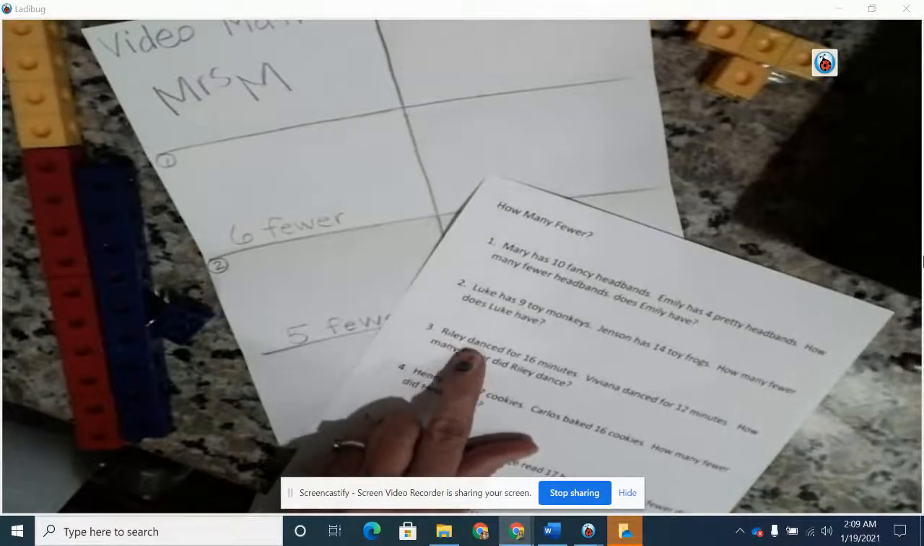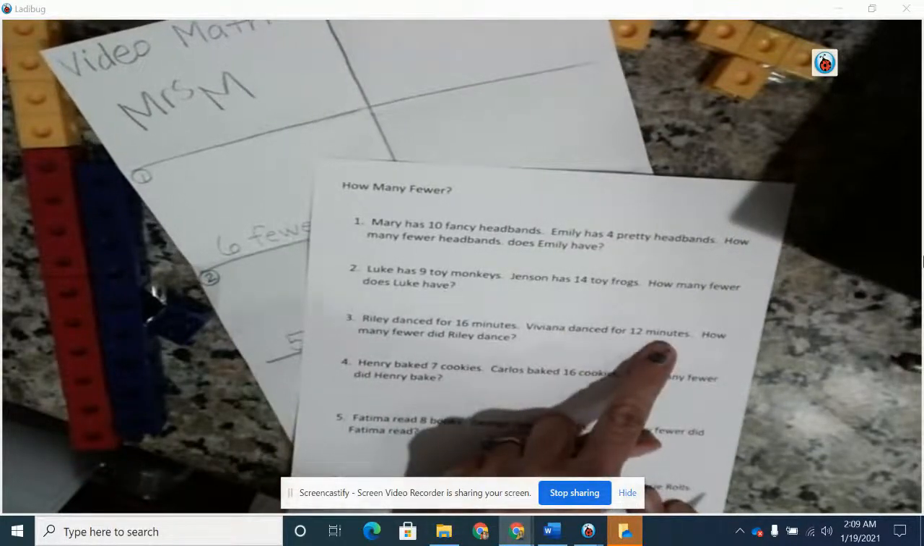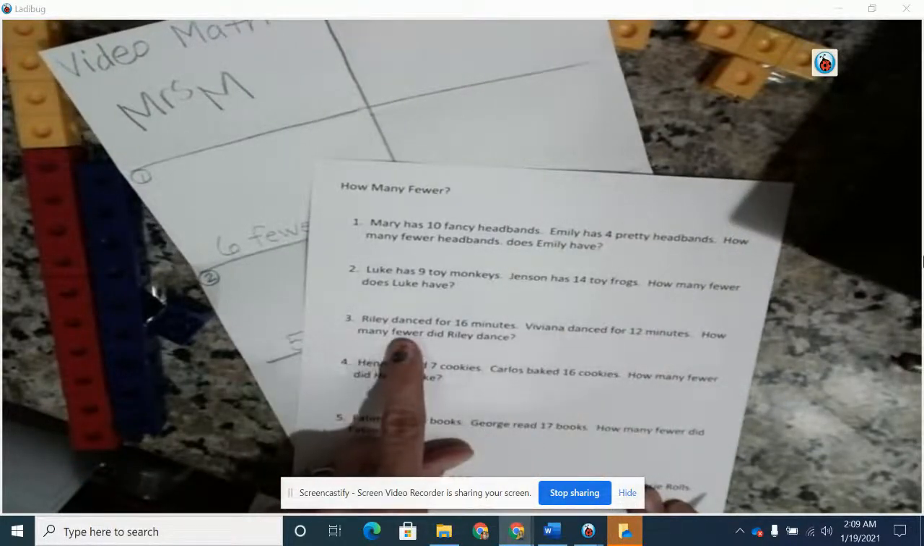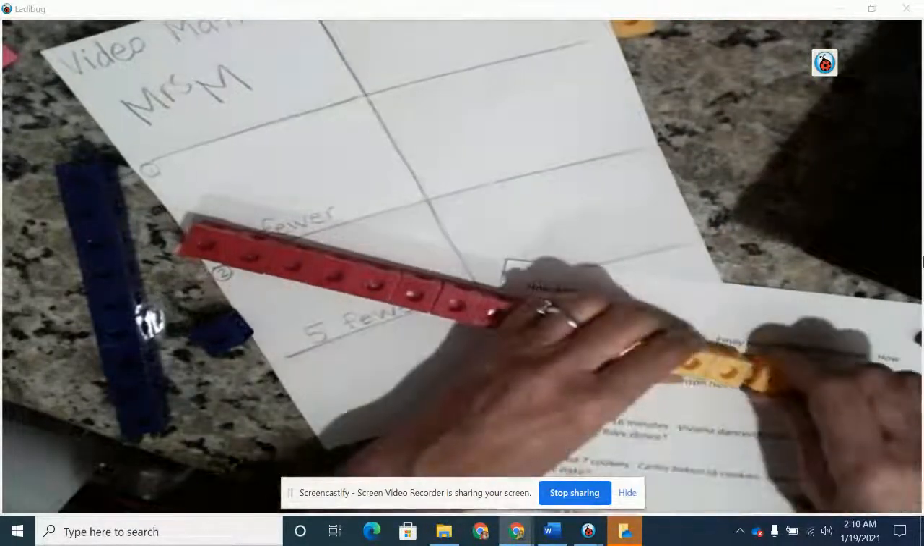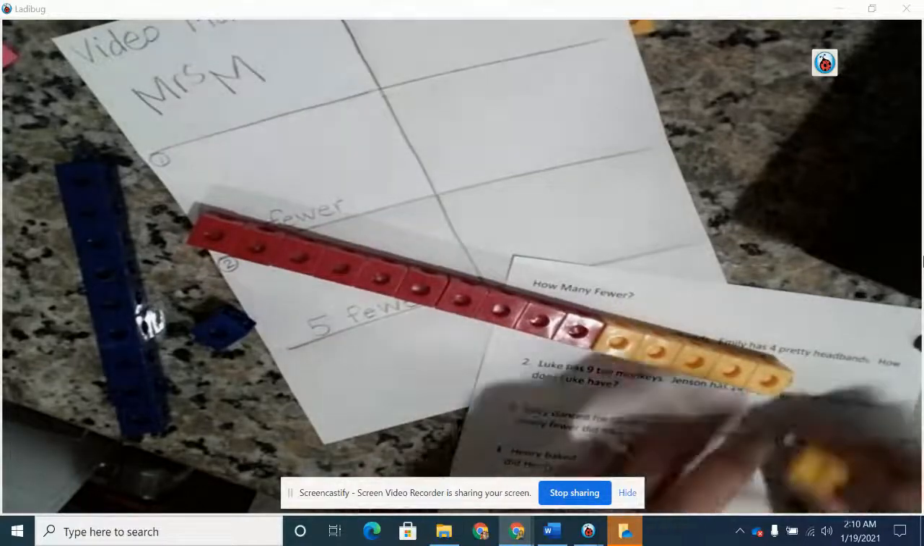Next one is number 3. Riley danced for 16 minutes. Viviana danced for 12 minutes. How many fewer minutes did Riley dance? Well, I need to make my 16. Boy, I'm going to be running out of cubes. 1, 2, 3, 4, 5, 6, 7, 8, 9, 10, 11, 12, 13, 14, 2 more, 15. There's my 16, and that all stands for 16 minutes.